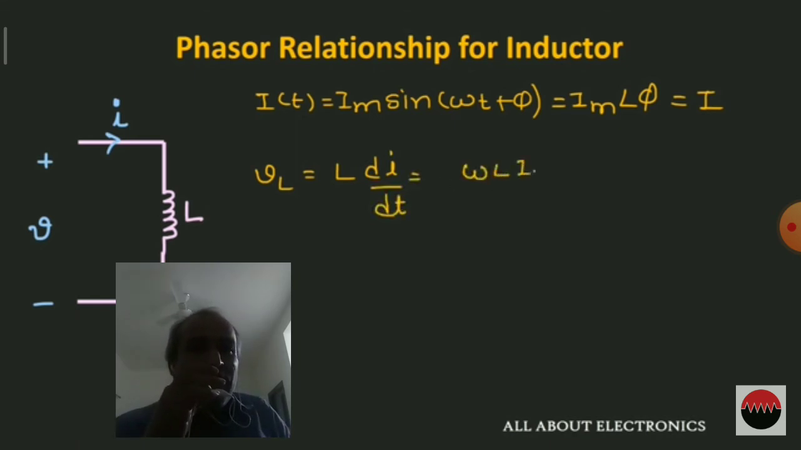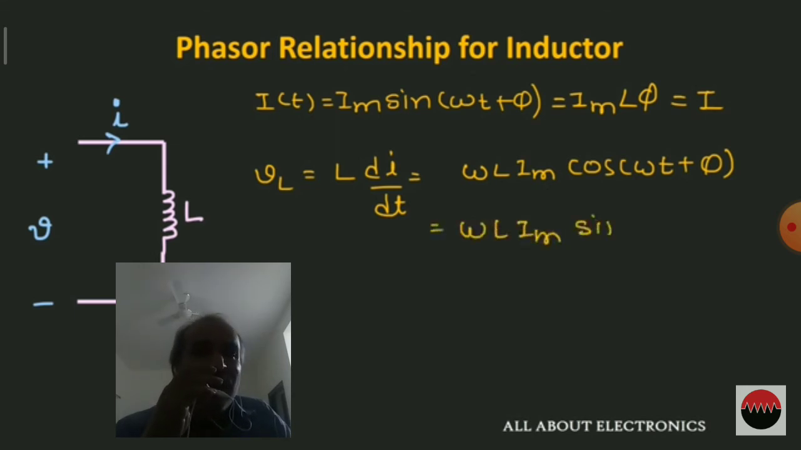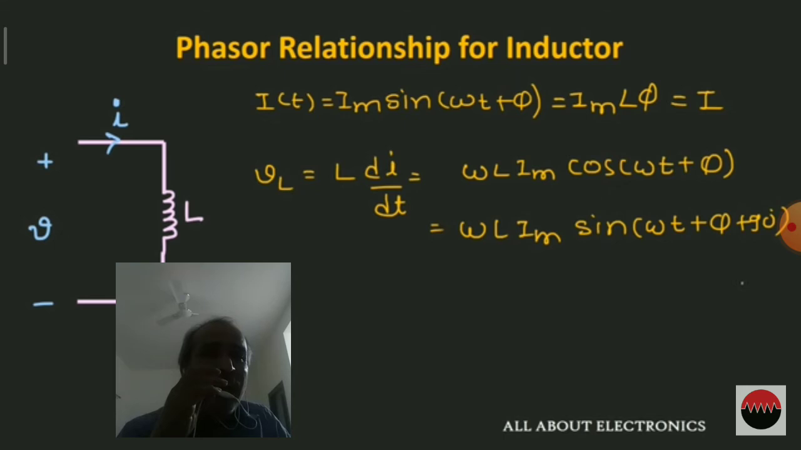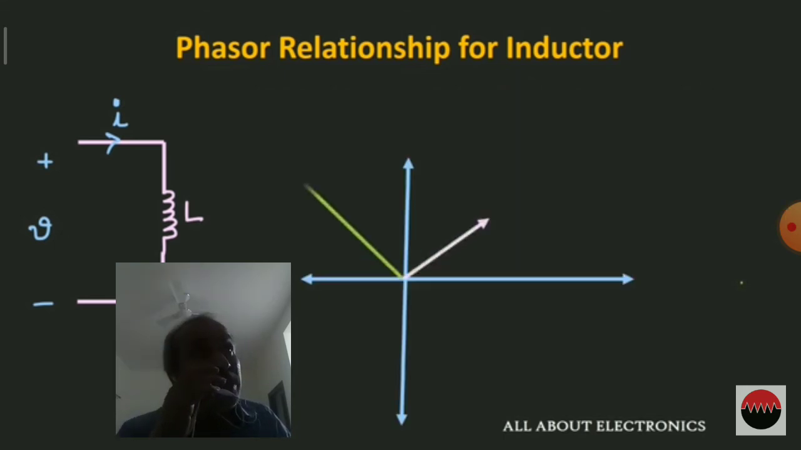VL is equal to L di/dt. Differentiating i, we get the differentiation of sin(ωt + φ), which is cos(ωt + φ) times ω, or ωL Im sin(ωt + φ + 90°). Cos(ωt + φ) can be written in sine form as sin(ωt + φ + 90°). These are two allied angles. Just observe the current and voltage equations: voltage is ahead by 90 degrees over the current.